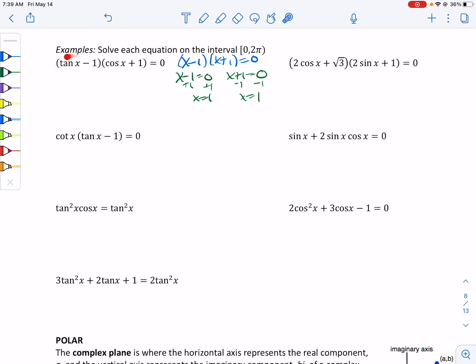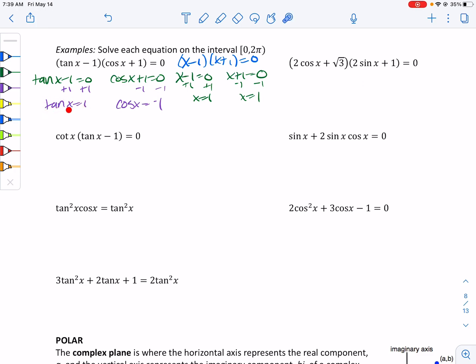Our process is very similar. We're going to set this thing equal to 0, and this thing equal to 0, so each factor equal to 0. So tangent of x minus 1 equals 0, and cosine of x plus 1 equals 0. We solve in the same manner, where we isolate the trig function. In this case, we have the tangent of x equals 1. And here we subtract 1 so that the cosine of x is by itself. Now this looks like our equations from the other day.